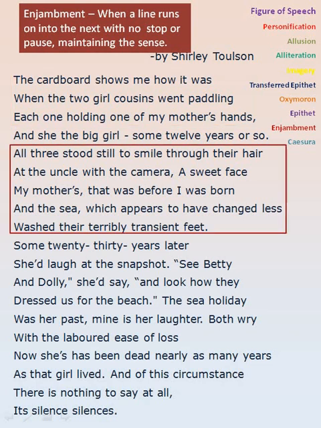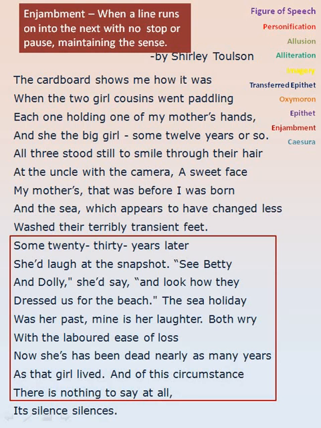Then here in the lines, "all three stood still to smile through their hair at the uncle with the camera." So there is continuation of the first line into the next line. "A sweet face by mothers." There also, without any pause or stop, the line is continuing. And even in the next line also, "I was born and the sea." Continuation of the line. And in the next line also, "which appears to have changed less, washed there." So here also you can see continuation into the next line without any stop or pause. So the figure of speech used in these lines is also enjambment.